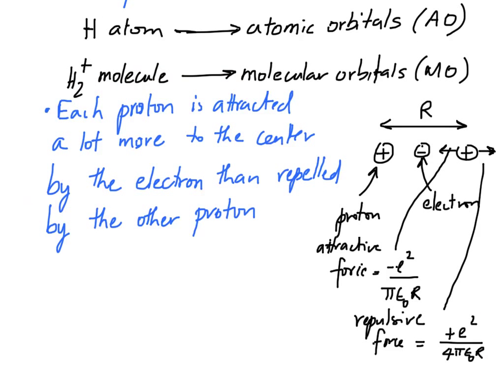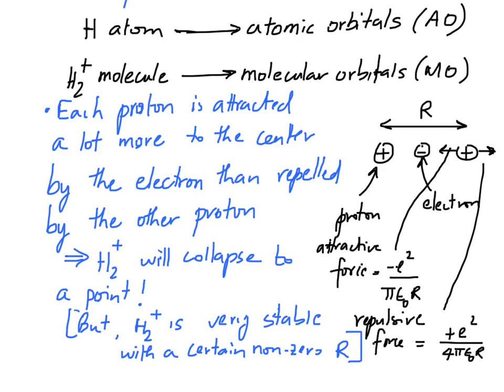So each proton is attracted a lot more to the center by the electron than repelled by the other proton. What does this mean? This basically has the implication that our H2 plus molecule will collapse to a point, because this proton is pulled towards the electron a lot more than pushed away by the other proton, and this other proton is experiencing the same kind of situation. So both the protons should converge onto the electron and collapse to a point.